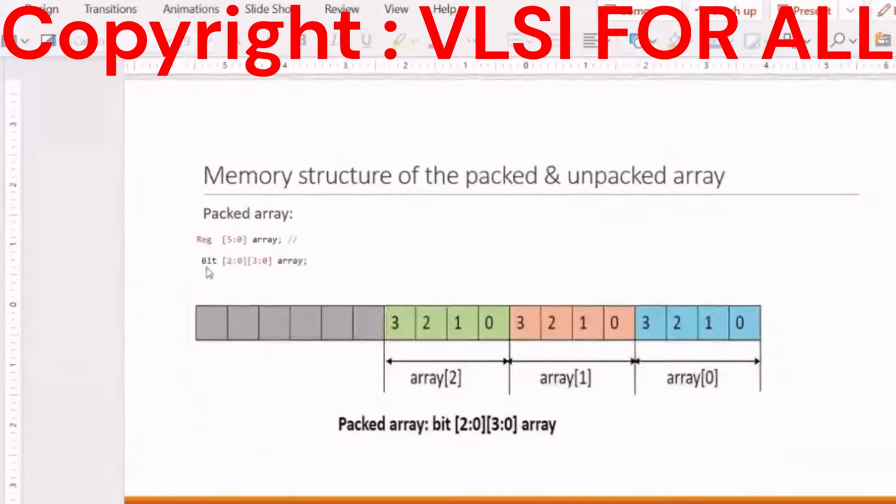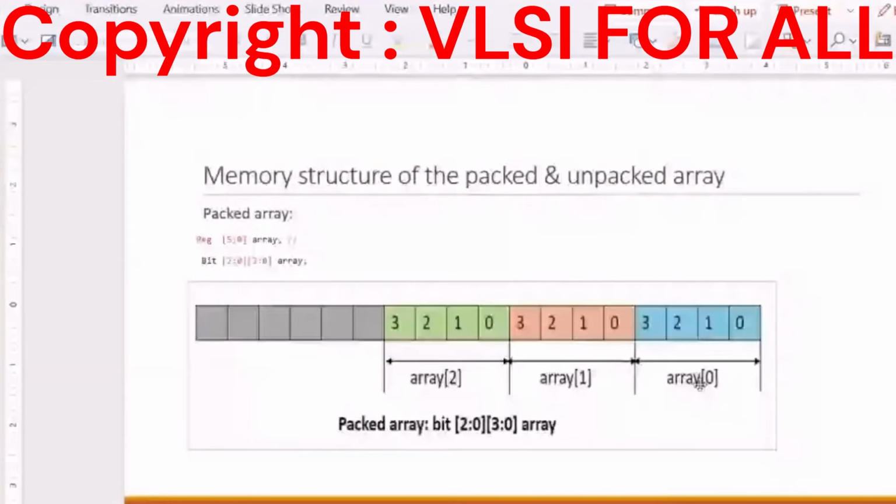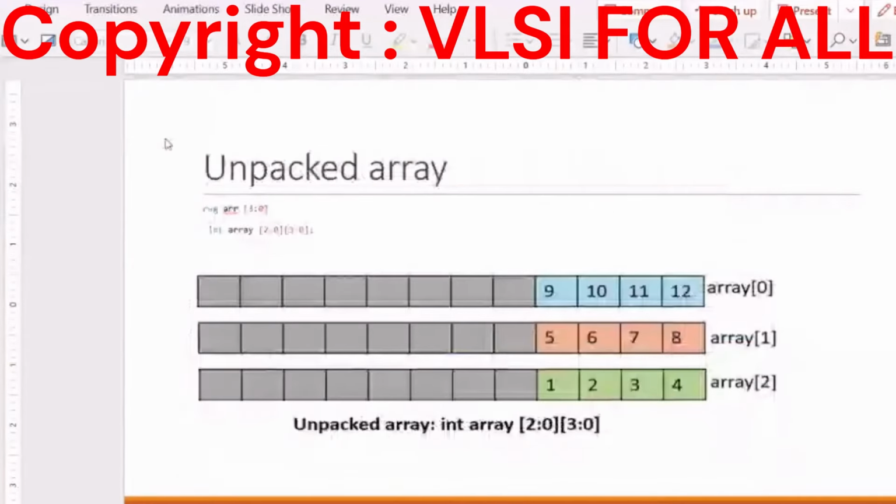So here 2 down to 0 means 3 arrays you have taken: array 0, array 1, array 2, and the value you can store is 4 bits, 0 1 2 3, this way you can store. But it is serial, it is not parallel. I mean serial-wise you need to store the data.